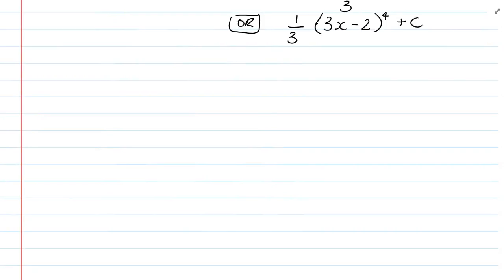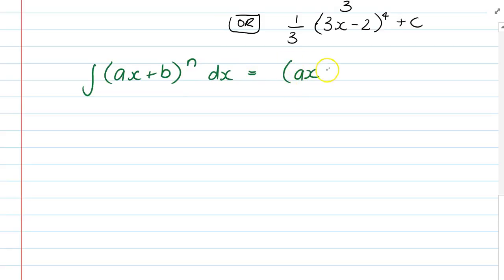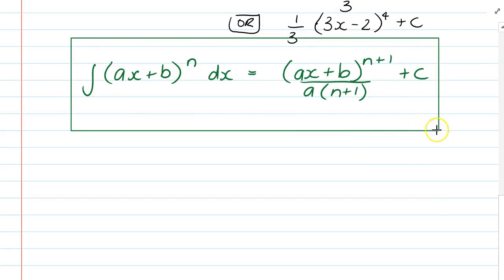So as we know, the integral of (ax + b) to the power of n dx is equal to (ax + b) to the power of n + 1, divided by a times (n + 1), plus c. And there you have it. Go and practice some on your own.